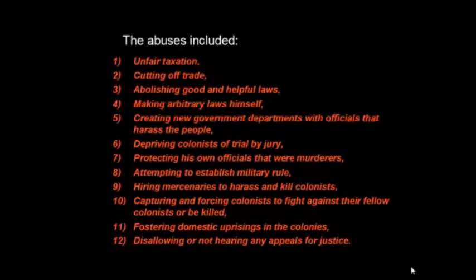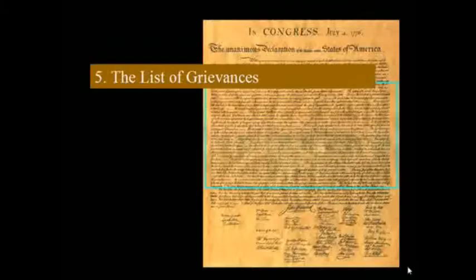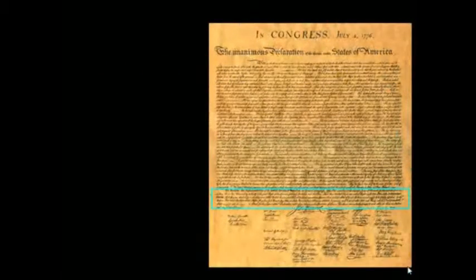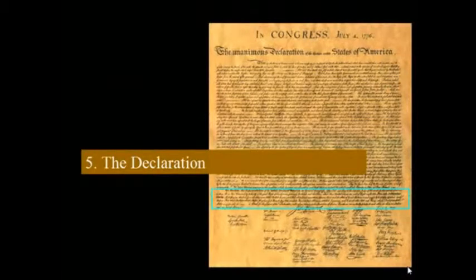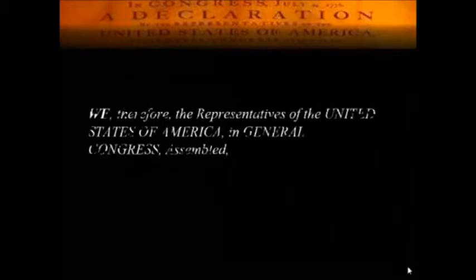And so those 25 abuses kind of fall into these general 12 categories, and they're listed there in this middle section. So the list of grievances is shown there. Now we move to the final section where the Declaration is actually stated, and this is the statement.